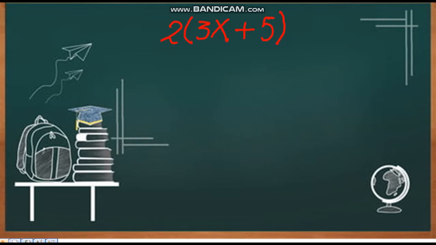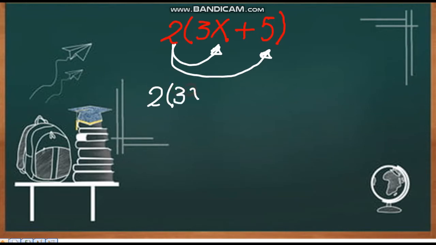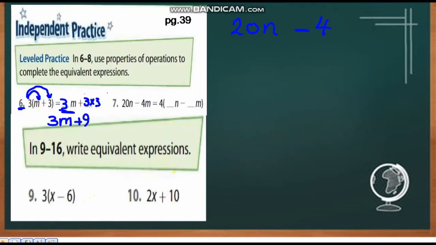Now let's write an equivalent expression to this one by using properties of operation. First, I'm going to use distributive property by multiplying 2, the number outside, by each term inside the parentheses here. So 2 times 3x plus 2 times 5. Let's use associative property. The minus sign divides my expression into two terms.